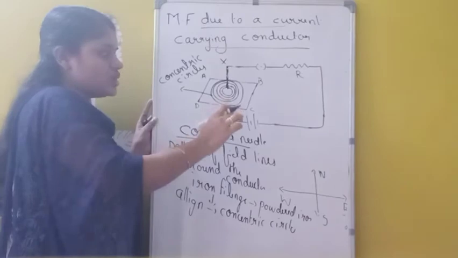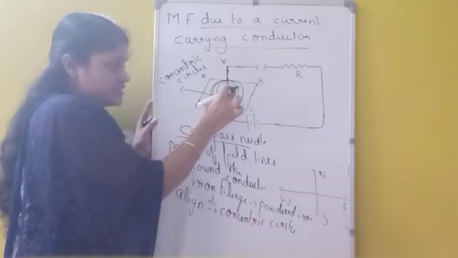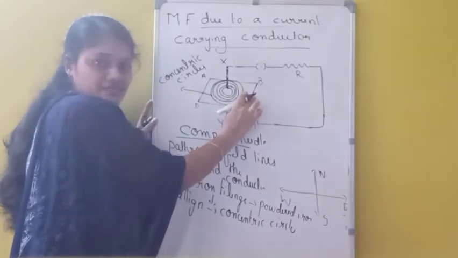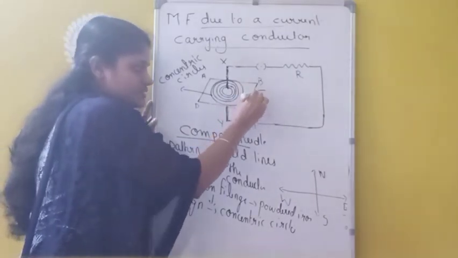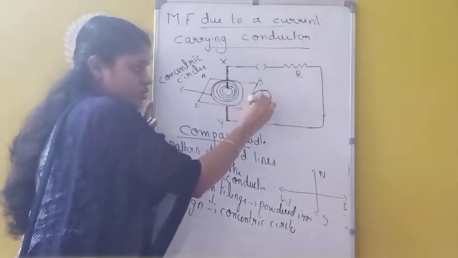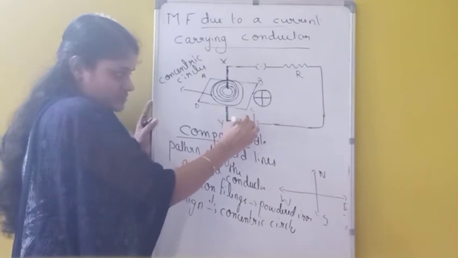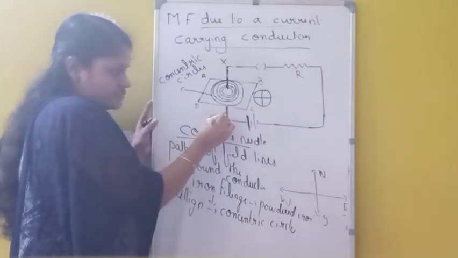If you want to identify whether it is acting as a magnet, we can use a compass needle here. So here I am bringing a compass needle. It has a north pole as well as a south pole. This one is the positive side, that means current is passing like this.